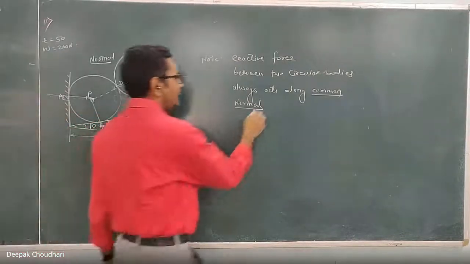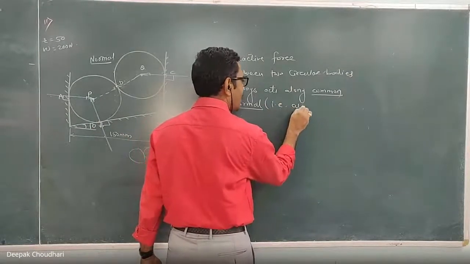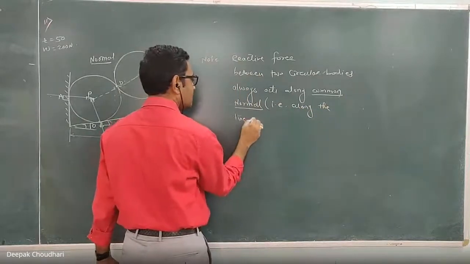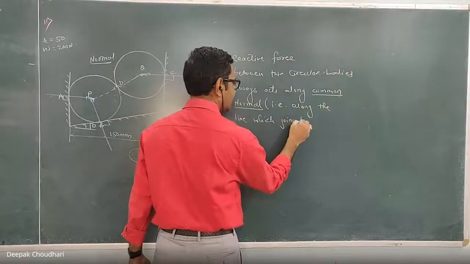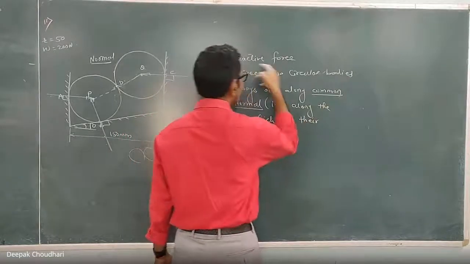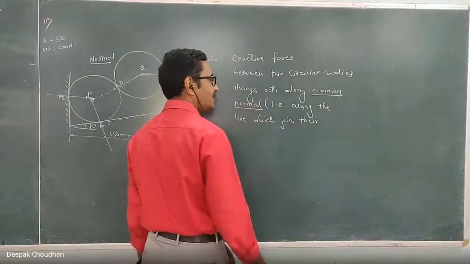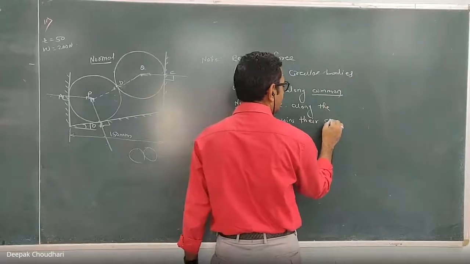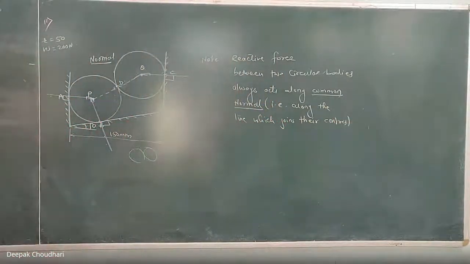What does common normal mean? That is along the line which joins their centers. The line which joins the centers of the two circular bodies is nothing but their common normal. Therefore, it acts along the line which joins their centers. Okay, write down this note in your notebook.